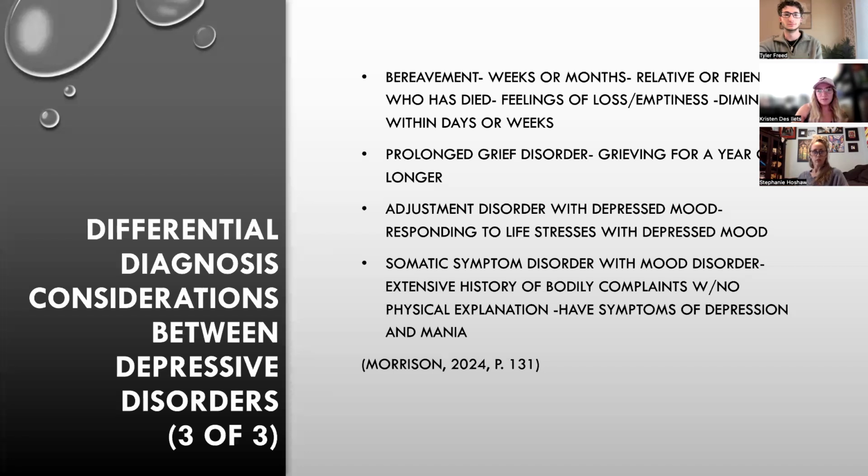Then we have bereavement, so this is weeks or months of someone who's lost a relative or a friend, and this includes feelings of loss and emptiness, but usually diminish within days or weeks. Then we have prolonged grief disorder, so this is grieving for a year or longer. Adjustment disorder with depressed mood, so responding to life stresses sometimes can cause people to feel depressed. And somatic symptom disorder with mood disorder, so an extensive history of bodily complaints with no physical explanation and can have symptoms of depression and mania.